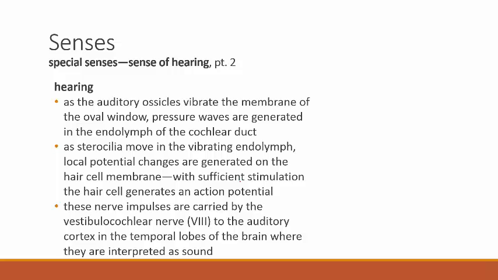and that will then produce sensory input along the vestibulocochlear nerve, and it will take the cochlear branch. So auditory sensations are sent along the cochlear branch of the vestibulocochlear nerve to the auditory cortex in the temporal lobes of the brain. And it carries them by way of the thalamus. So everything goes through the thalamus.